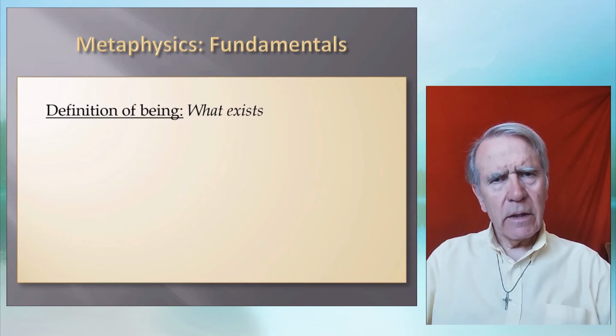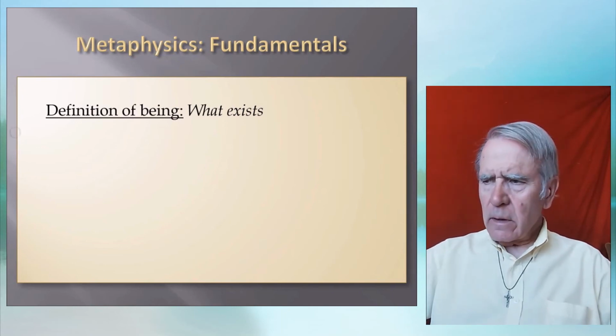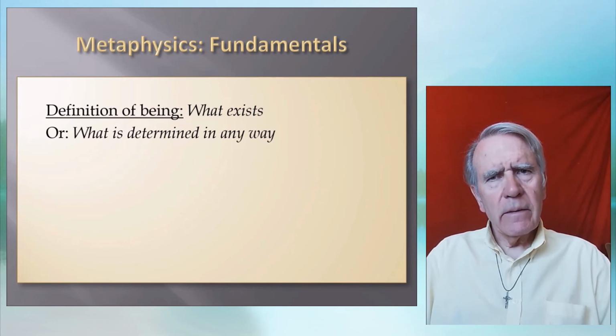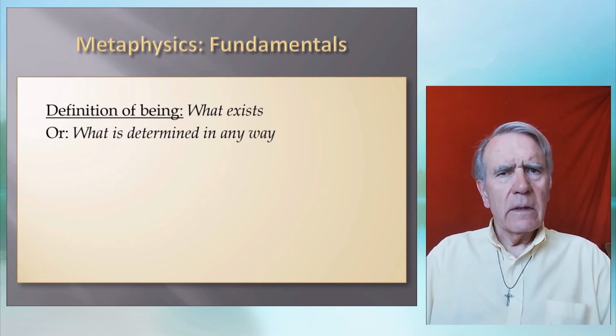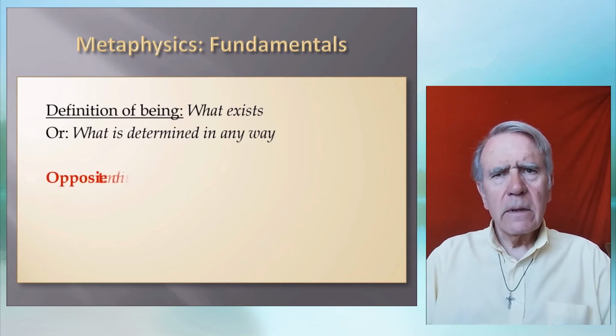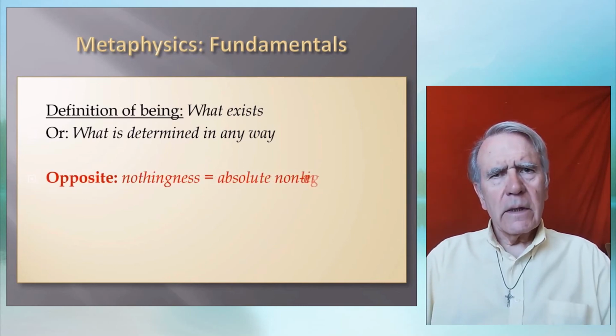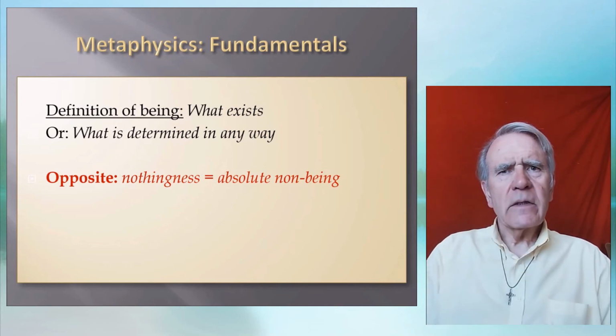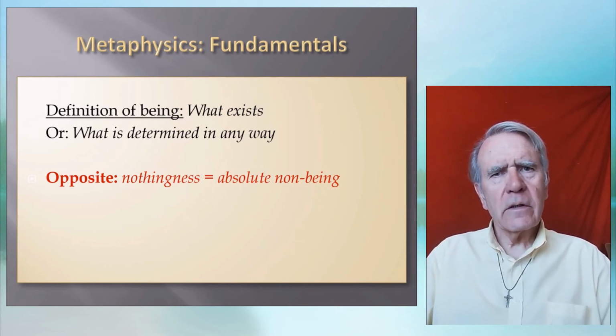We can also take as definition, being is what is determined in some way. If there is absolutely no determination, there is nothing. It is nothingness. Nothingness is absolute non-being. And all that is not nothing, or that has some determination, everything that has a certain form of existence is some being.